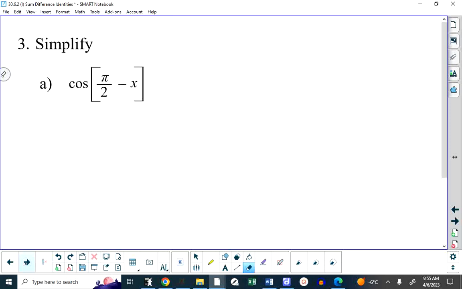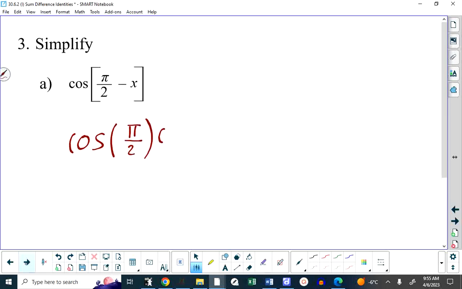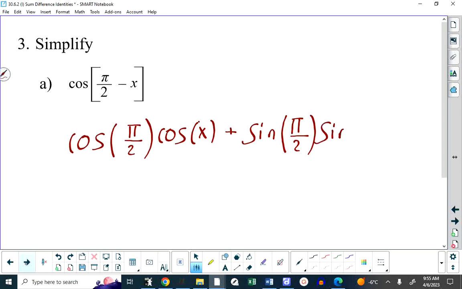Simplify this expression. Well, this is like what we were talking about before. You're standing in the middle of the road and you want to get somewhere. You're not going to get somewhere by just looking at it. This is about identities, so let's apply an identity to this. The cosine of A minus B is cosine of A, cosine of B, plus sine of A, sine of B. I don't need brackets around the x, or the pi over 2 for that matter.